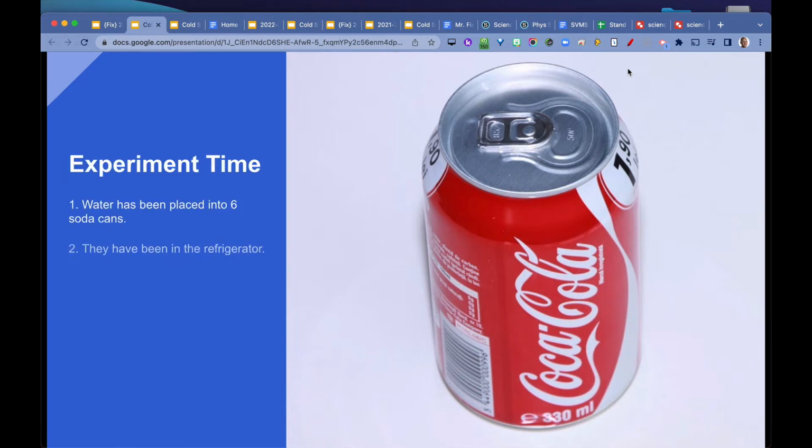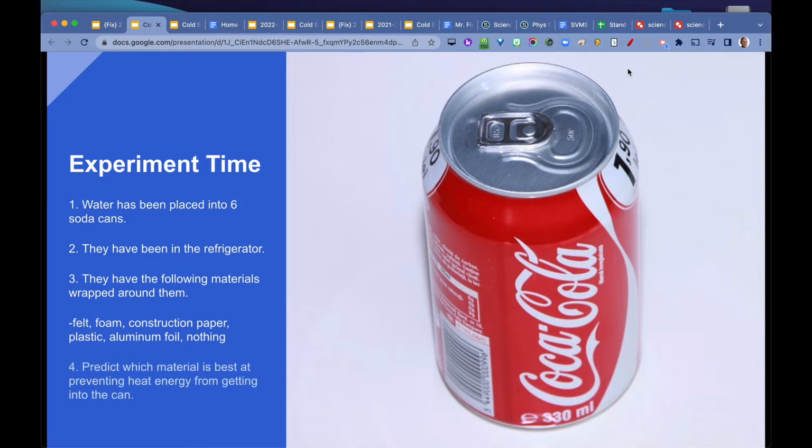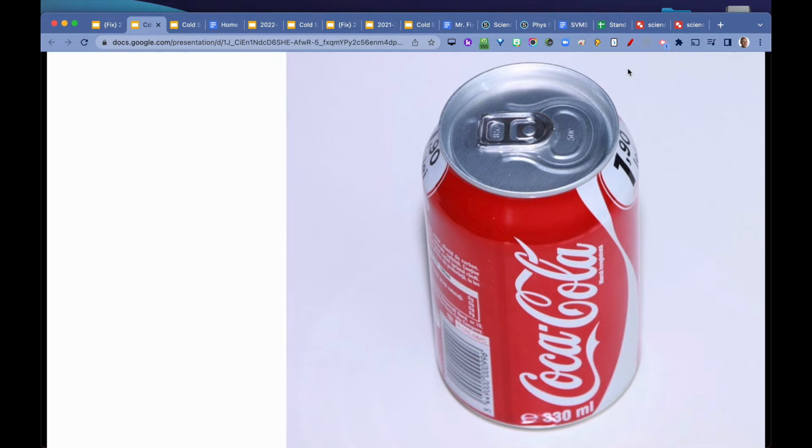Experiment time, we had water placed into 6 soda cans and they were covered in different materials wrapped around them: felt, foam, construction paper, plastic, aluminum foil, nothing. They were in the fridge overnight, and they had to predict which material is best at preventing heat energy from getting into the can. Again, this was all done in the Doing Science notebook.